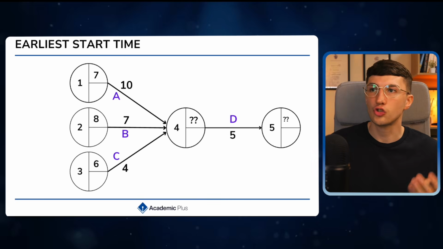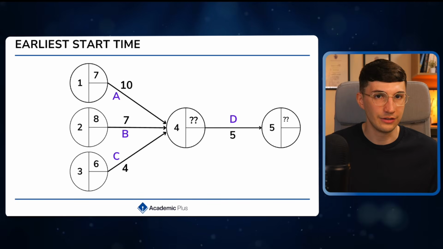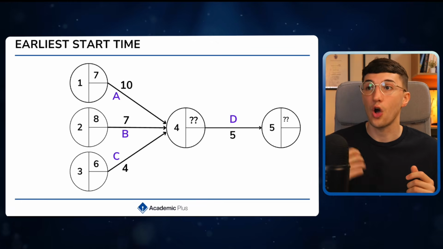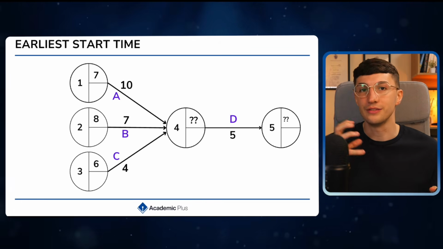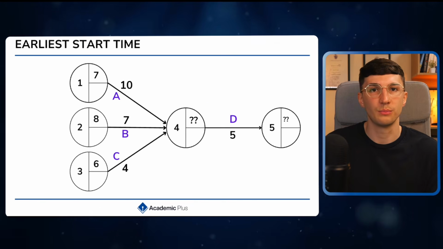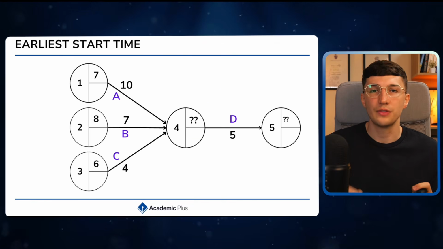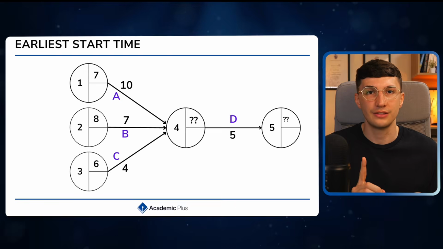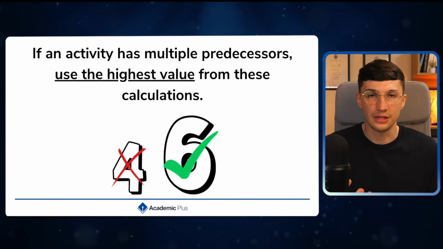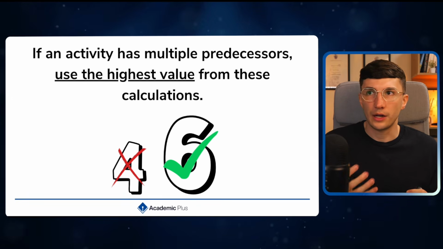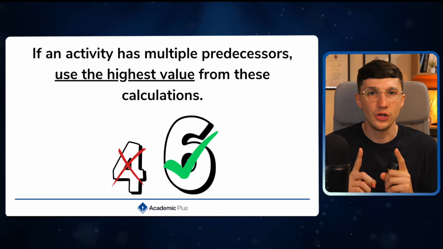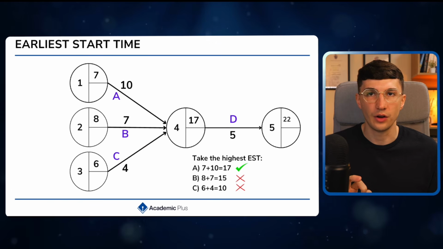So task A starts on day 7, takes 10 days to complete. Task B can start on day 8, takes 7 days to complete. Whereas task C can start on day 6, but takes 4 days to complete. Now, when you are looking at the earliest start time for task D, you want to add all these numbers up together and take the highest one. Now, try not just to remember, okay, take the highest one. I want you to fully understand why we need to take the highest one.